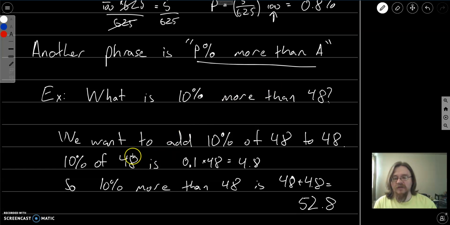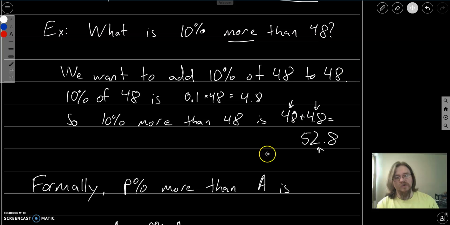So we take 10% of 48 and then add it back in to make 48 just a little bit bigger. So if I take 10% of 48, that's the same thing as 10% times 48. 10% is 0.1. So 0.1 times 48 is 4.8. So if I want 10% more than 48, I'm going to take the original number, add 10% to get 52.8. So again, we're just taking this number, we're taking 10% of it and adding it back to itself to make it bigger.